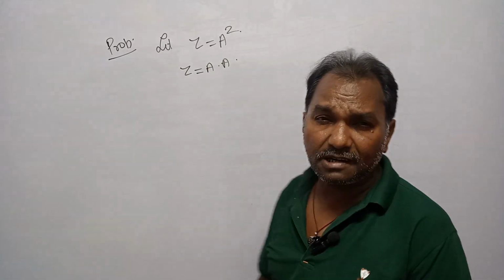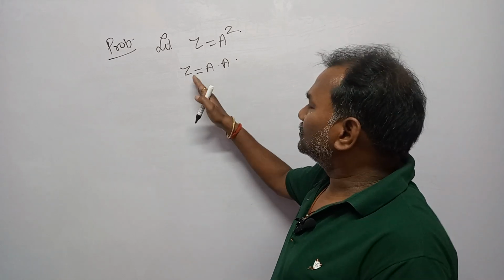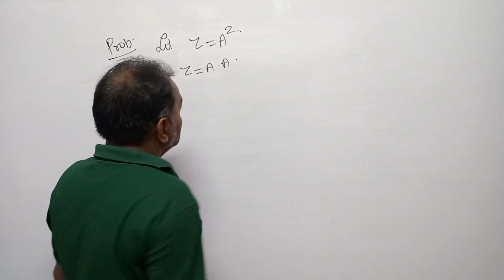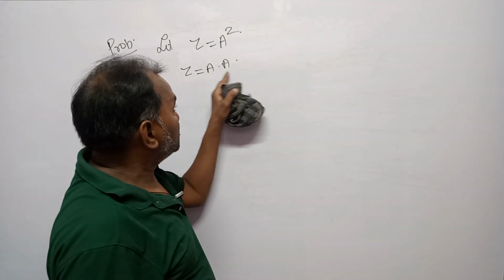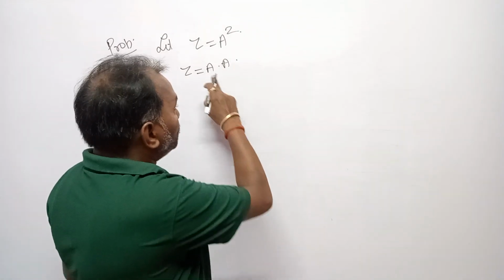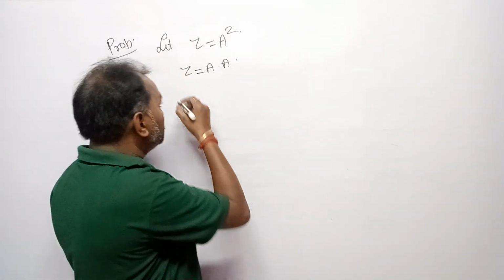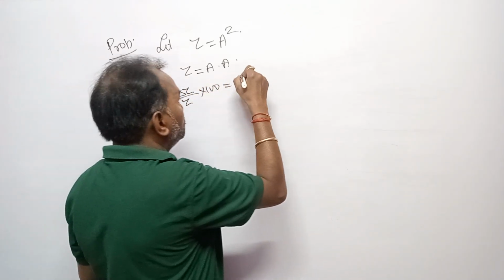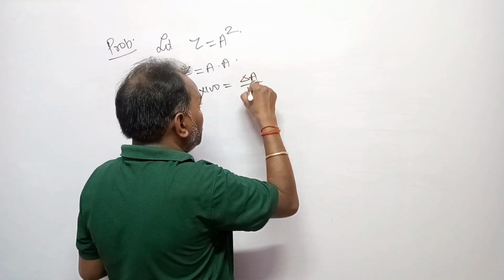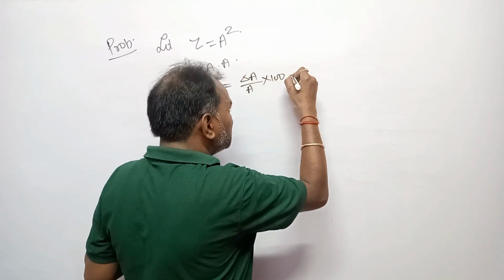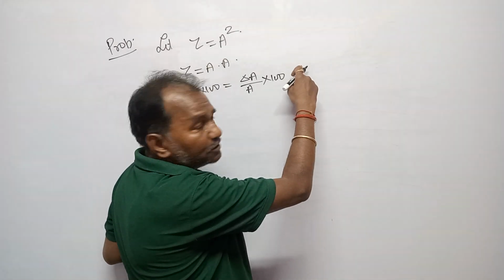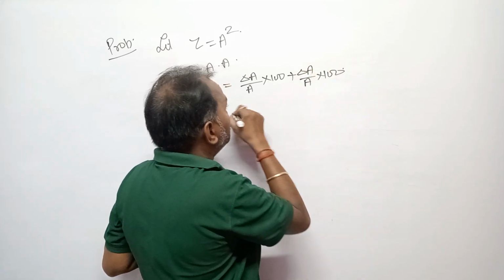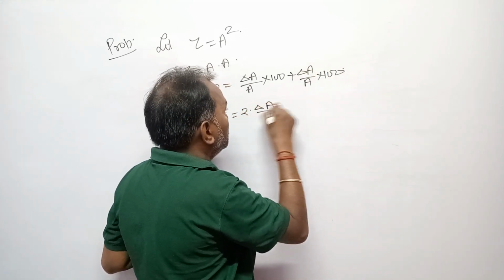Now, dear students, if Z is equal to A square, then you can write Z is equal to A into A. Just a moment before I solved Z is equal to A into B. If A equals B in that formula, then you will get delta Z upon Z into 100 is equal to delta A upon A into 100 plus, instead of delta B, delta A upon A into 100, or generally you can say 2 delta A upon A into 100.